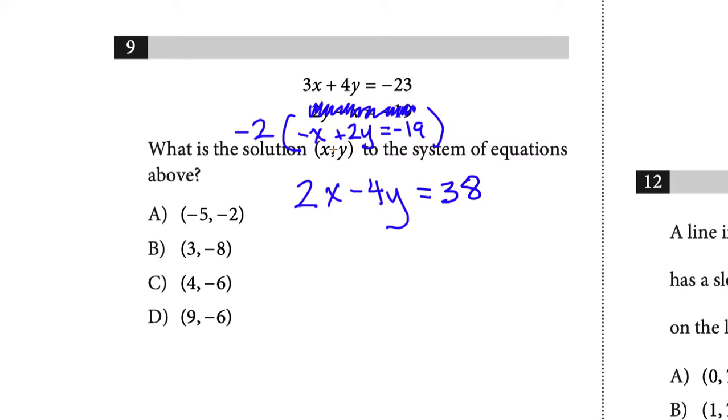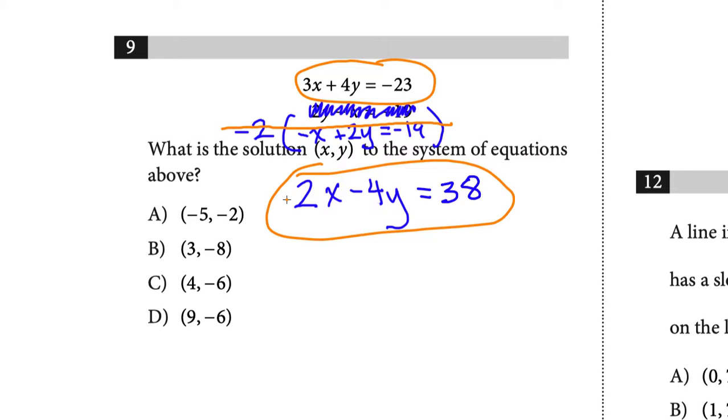So now I can kind of ignore this equation and just look at these two equations. If I add them together, if I add 3x with 2x, 4y with negative 4y, negative 23 with 38, then I should be able to eliminate the y variable. Let's try it out.